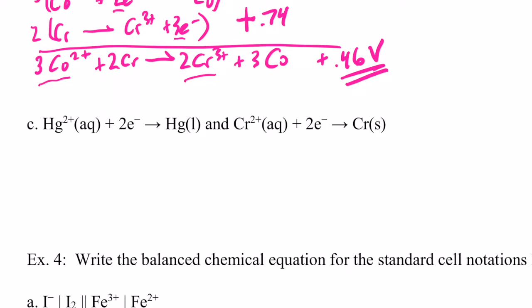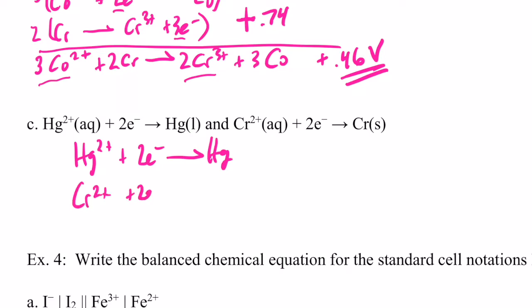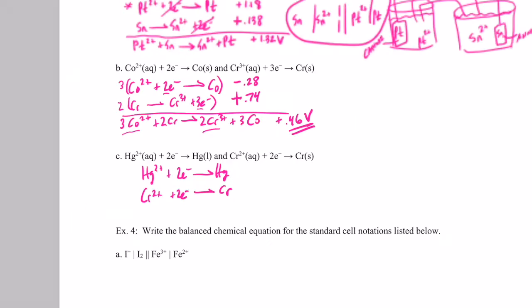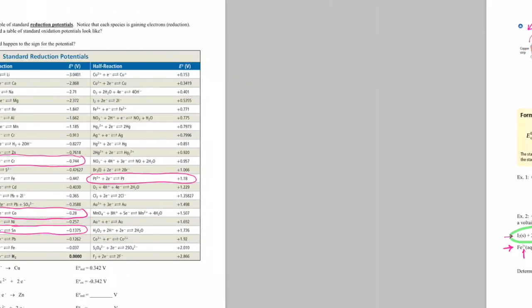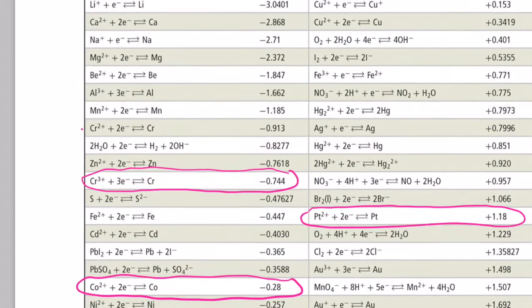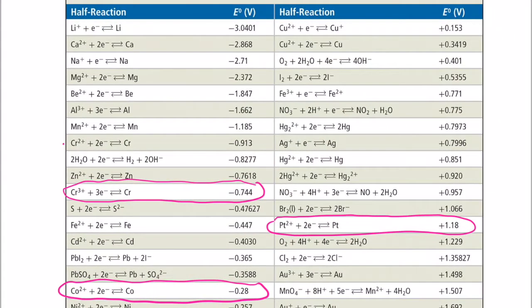Alrighty, welcome back. We have 2 reactions here, Hg2 plus and 2 electrons are going to make mercury, and Cr2 plus and 2 electrons will make chromium. So we need to look up both of those half reactions once again, and we'll decide which one has the higher reduction potential. That'll be the one that's reduced, and the other one will be oxidized. So let's search and search and search, okay?